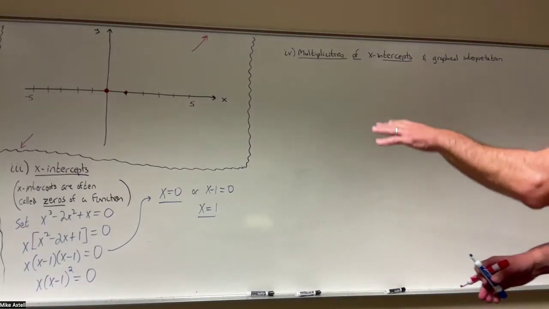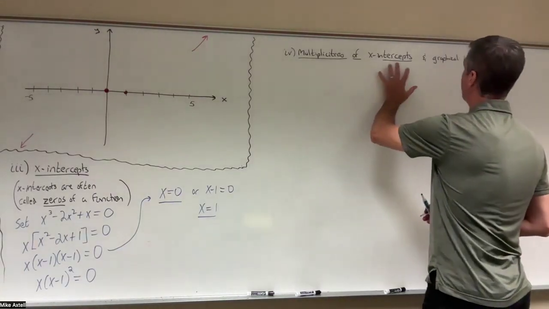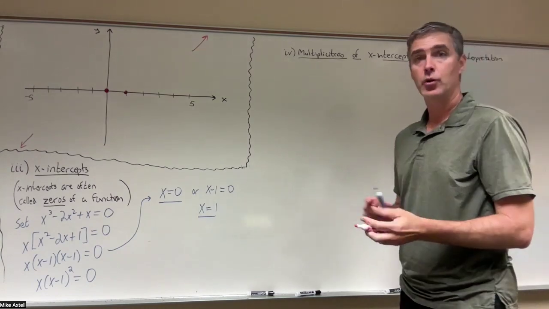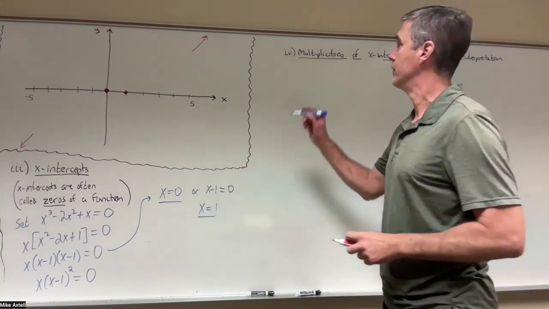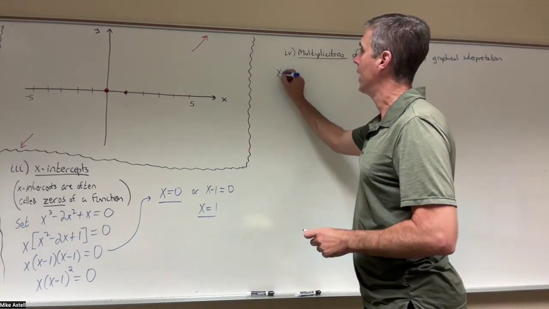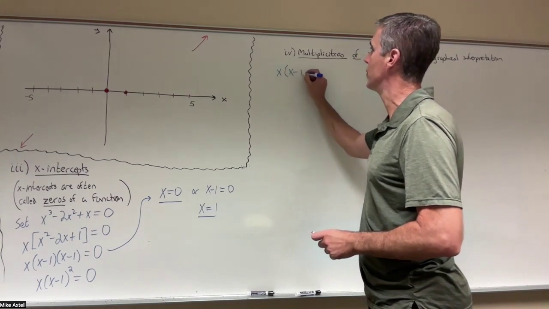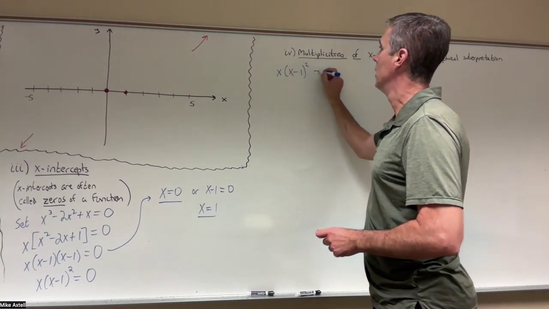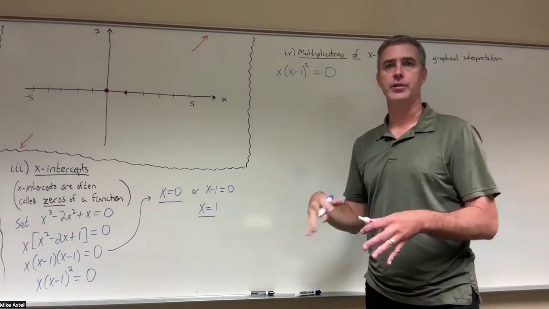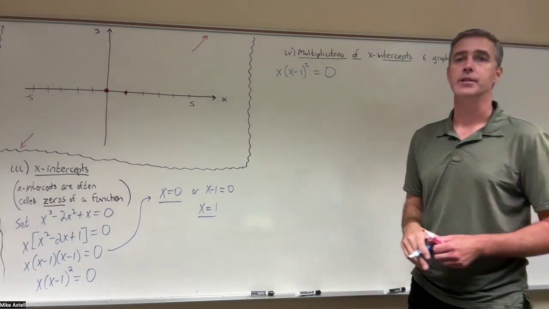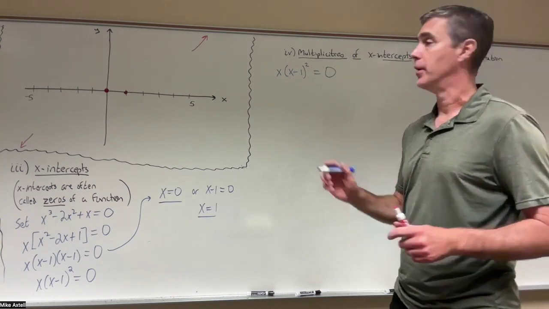Okay, so I want to keep the graph on there. And now we're looking at the multiplicities of the x-intercepts. I'm going to reproduce one step from the previous thing. I had that x times (x minus 1) squared was equal to 0. That's where I sort of ended the algebra in the previous step. And I had two zeros.